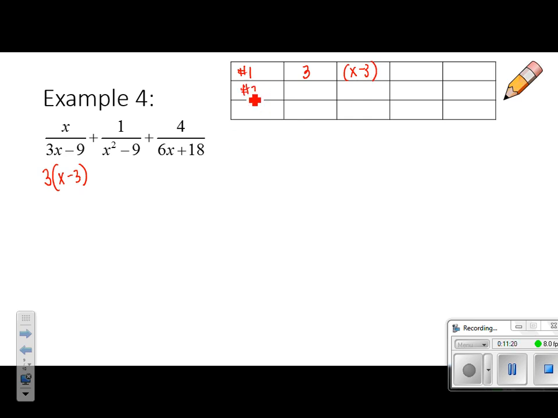All the factors of number 2 fraction. This is a difference of 2 squares, so it's x minus 3 and x plus 3. So I'd put the x minus 3 here, I'd put the x plus 3 here.